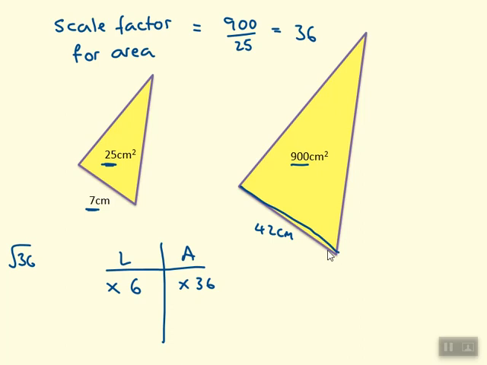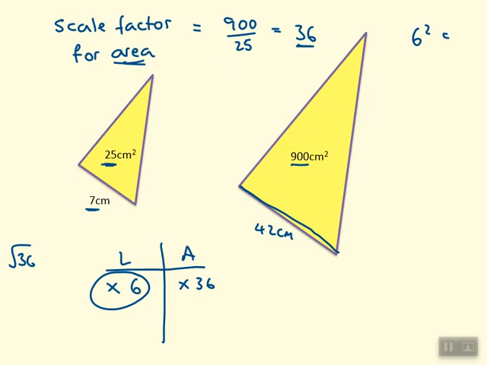And I hope you got 42 as well. So I hope you got your head around that. So the area was multiplied by 36, and so the length must have been multiplied by 6, because remember, 36 is 6 squared. So that's what the length must have been multiplied by. So 7 times 6 is 42. So that's how long that side is there.